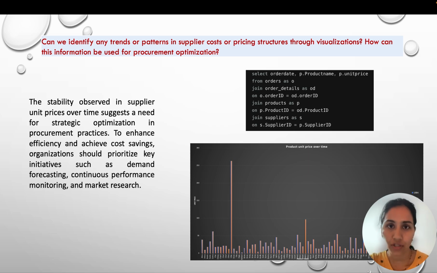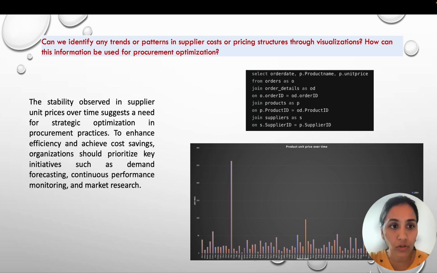Moving on to the last question of this EDA, can we identify any trends or patterns in supplier cost or pricing structure through visualization? How can this information be used for procurement optimization? For the data set, I have selected the order date, product name, and the unit price. After we visualize the data set, we can see that over the years there is no change in the unit price of the products.